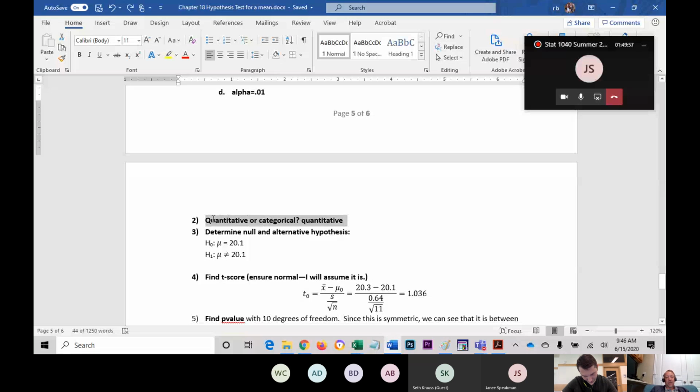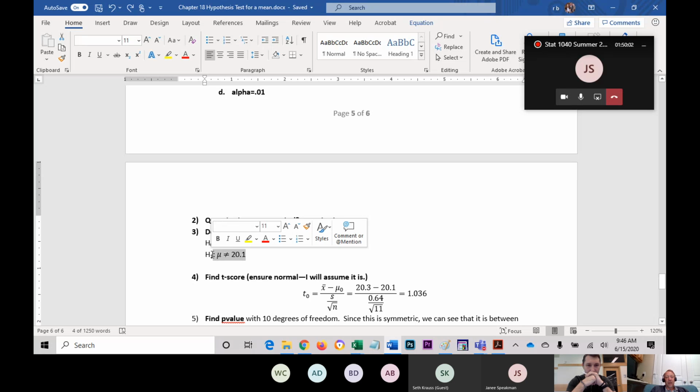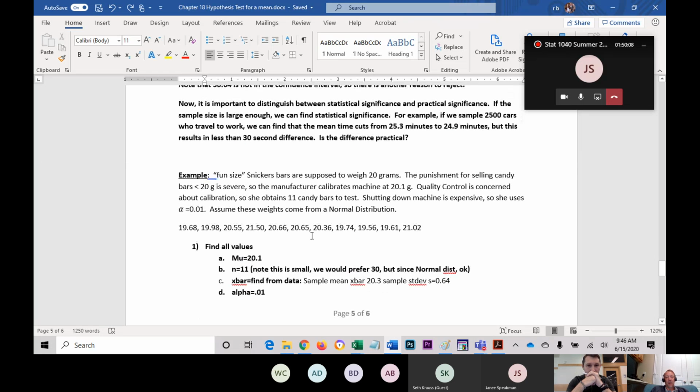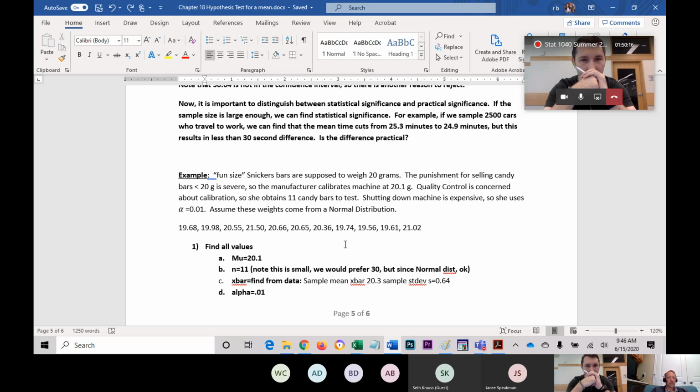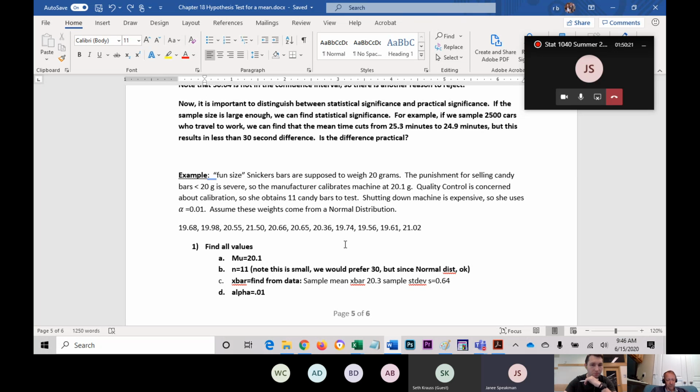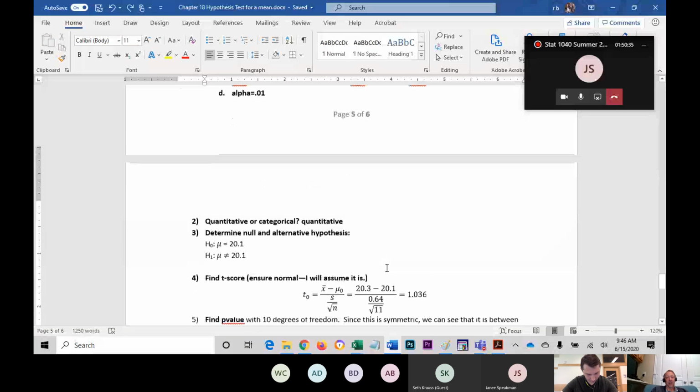Okay, so this is quantitative. Our null hypothesis is mu equals 20.1. Now, the question is, do I use a Z or a T on this one? T, because we don't know the population standard deviation. I like that you were confident in that. That was good. Okay, those are statements. That's good. Very well done. So this is a T, okay?